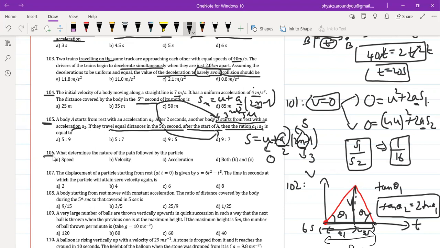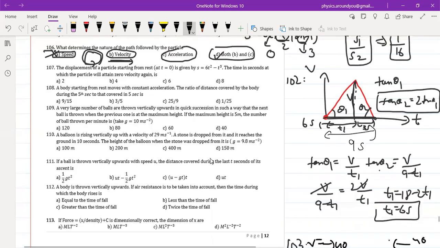Question number 106. What determines the nature of the path followed by the particle? Well, speed doesn't, because I can go with 40 km per hour constant speed in a circle, or I can go with 40 km per hour in a straight line without changing the speed. The speed is same in both cases, but the path is different. So speed doesn't determine the path of the particle. It is actually the relation between velocity and acceleration that determines the path of the particle. That would be both B and C. So 106 would go with D.